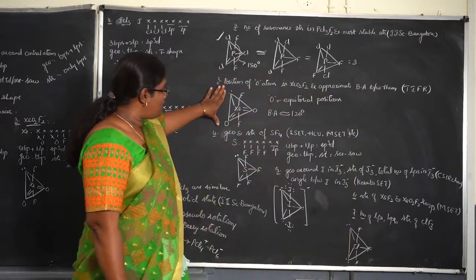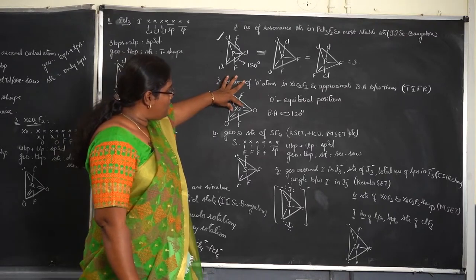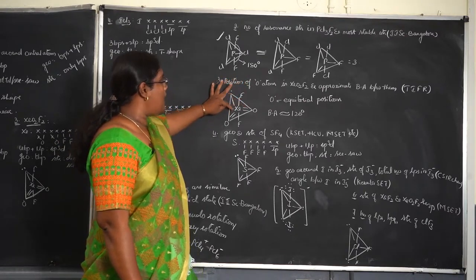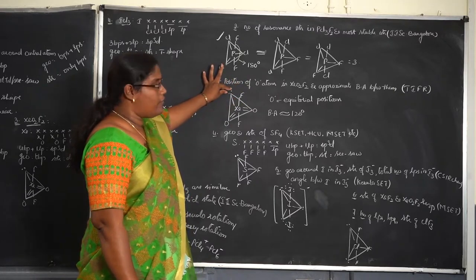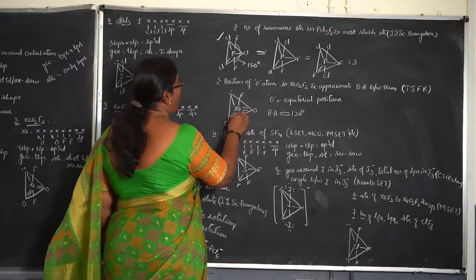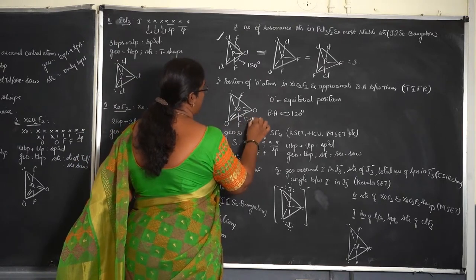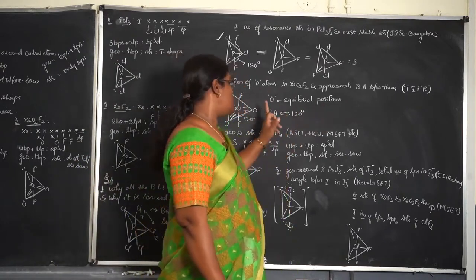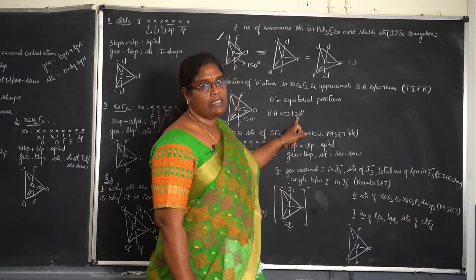This is the structure of HgO2F2, and according to Bent's rule, both the double-bonded oxygen atoms occupy the equatorial positions. The lone pair also occupies an equatorial position. In the equatorial position, the bond angle will be approximately 120 degrees. So the oxygen atoms occupy equatorial positions with an approximate bond angle of 120 degrees.